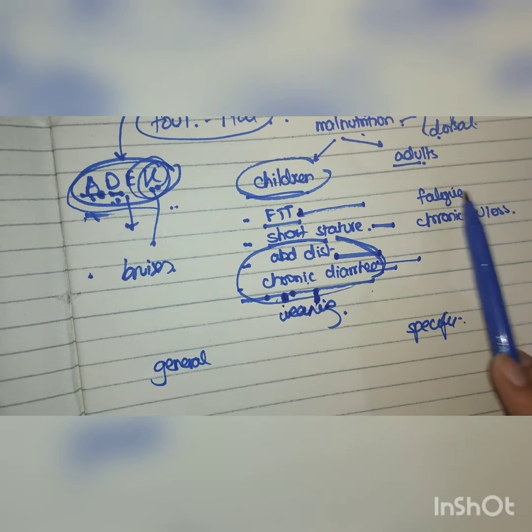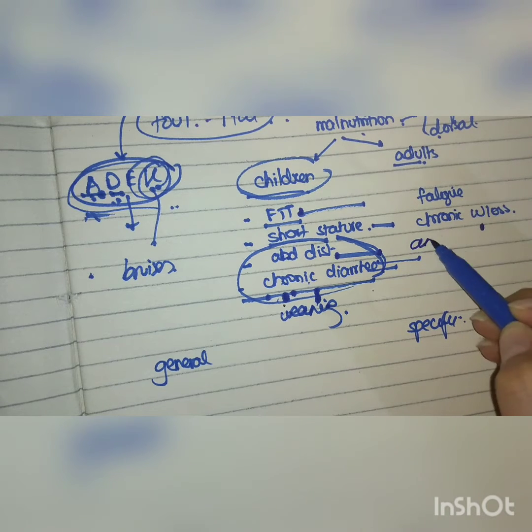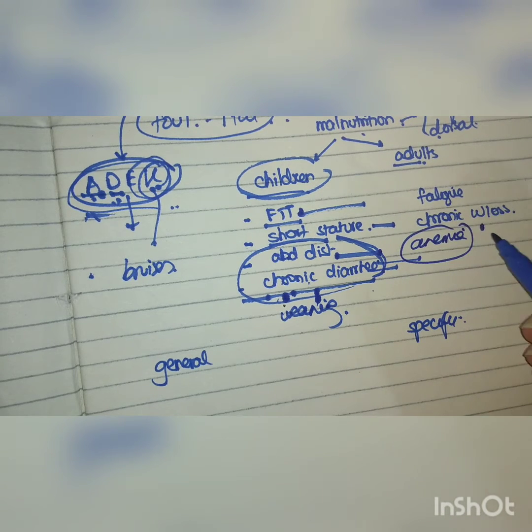Okay, and adults are going to be fatigued, they're going to have chronic weight loss, and they are going to have all those signs and symptoms of anemia. What is that? Breathlessness and cognitive impairment. Their reaction time would be prolonged. They won't be able to think properly. Cognition will be affected, and then the heart will start getting affected, angina and stuff like that.